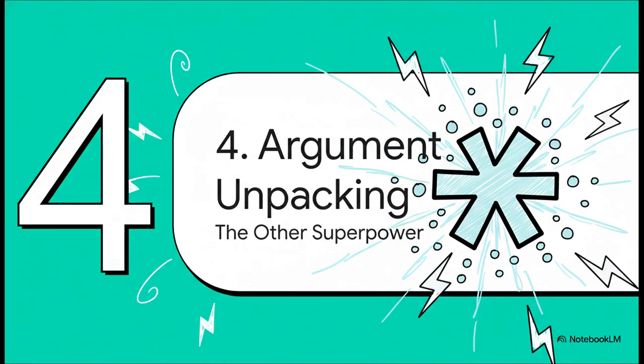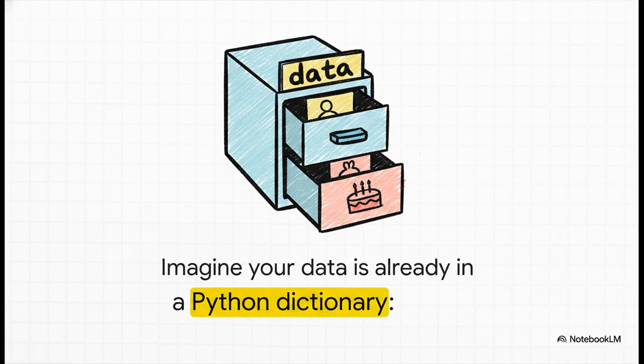Those little star operators, they're not just for defining functions. You can also use them when you're calling a function. It's called argument unpacking, and it is so cool. So imagine you've got your data all neat and tidy in a Python dictionary like this. We've got keys for name and age. And just notice, those keys have the exact same names as the parameters in a function we want to call.